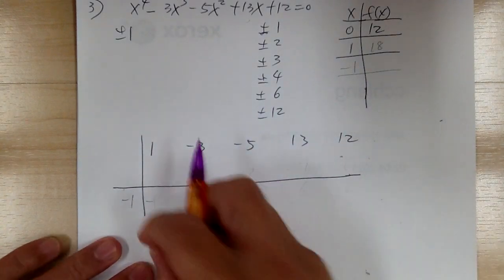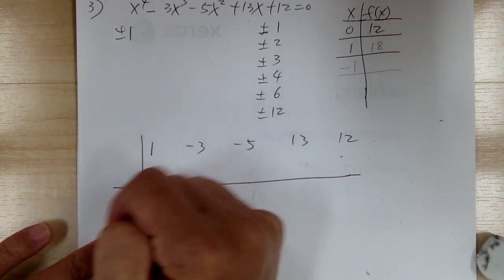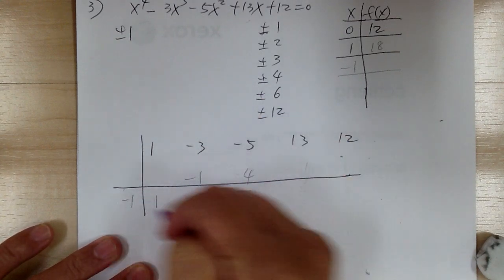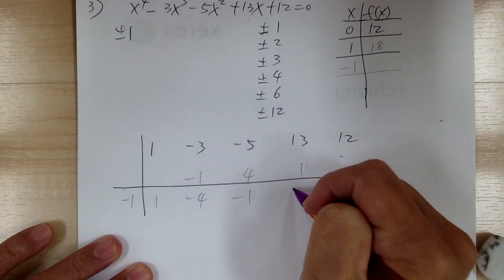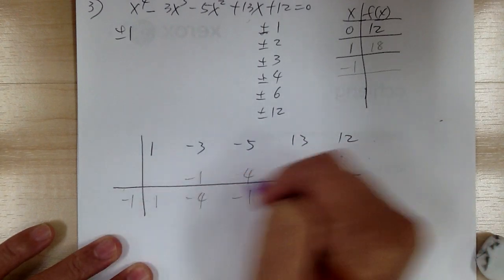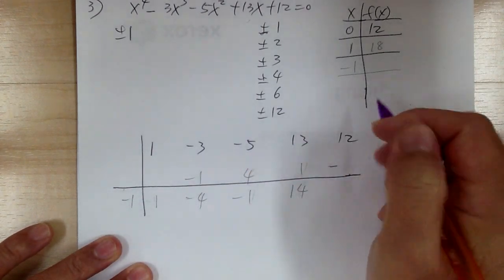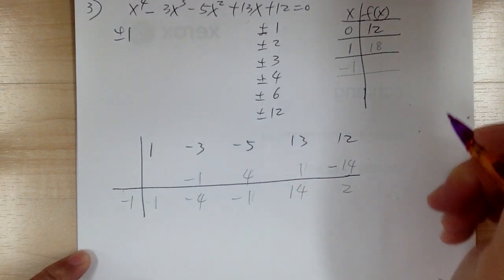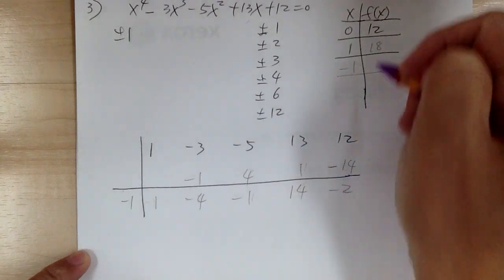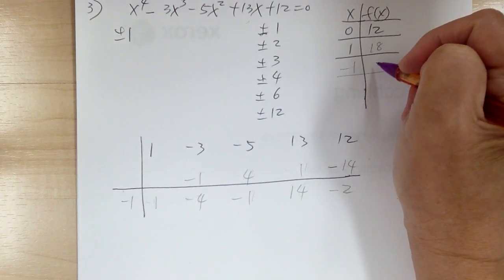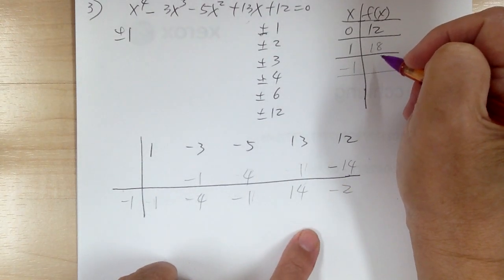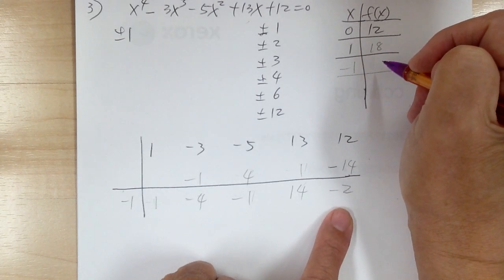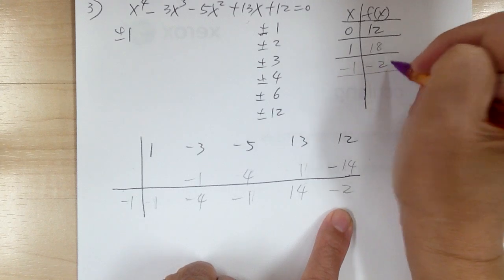So drop, multiply, add, multiply, add, multiply, add, multiply, add. Okay. So when I try negative 1, I get negative 2.